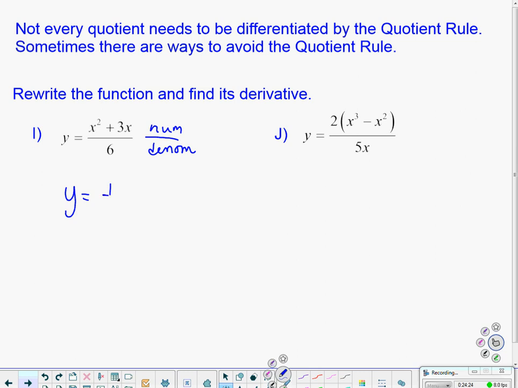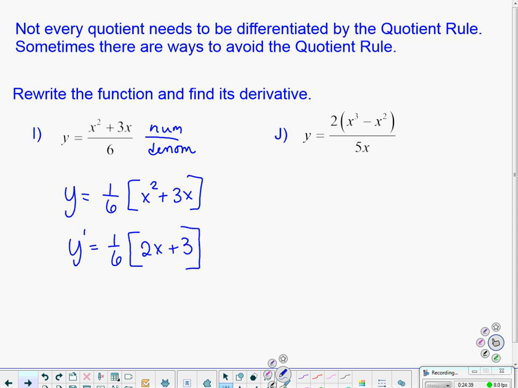Not necessarily. Notice how this really is 1/6 times x squared plus 3x. This can be done by just a nice simple power rule. 2x plus 3, and then we could distribute this 1/6, and I get 1/3 x plus 1/2. I think you'd all agree that that's a little faster than going through the quotient rule.